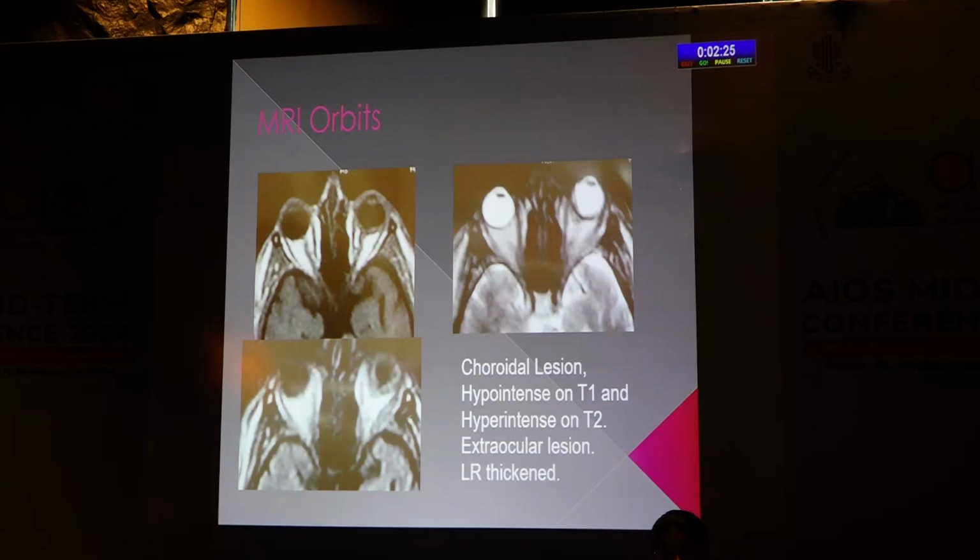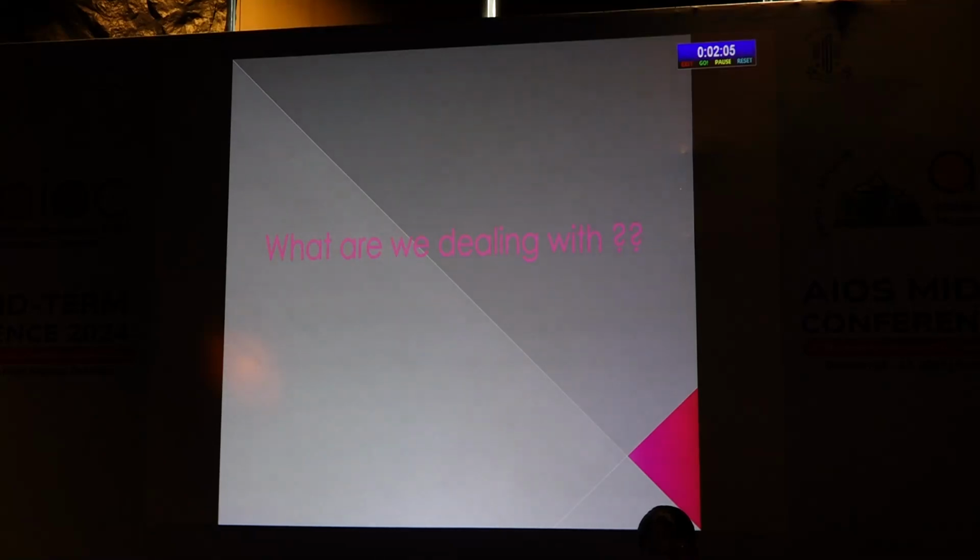Now the MRI suggested there was hypointensity on T1 and hyperintensity on T2. There was also an extraocular lesion with lateral rectus thickening. You see this, there is an extraocular lesion just next to the optic nerve, and also there is thickening of the lateral rectus muscle. So that was confusing because we were wondering what we were dealing with.